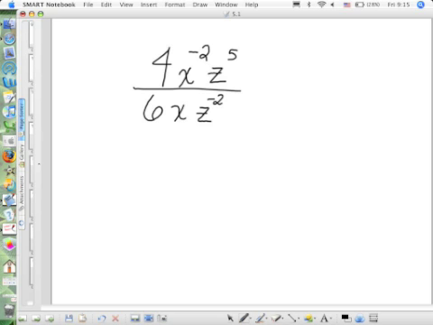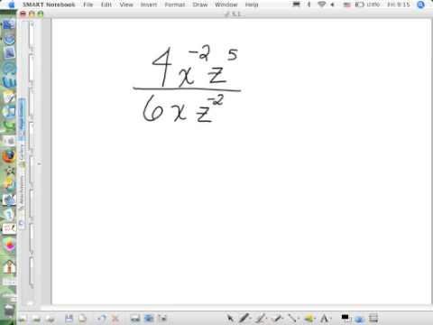Yes, ma'am? But whenever you flip, does the z's power go before the z squared? It doesn't matter, because you're going to combine them eventually.